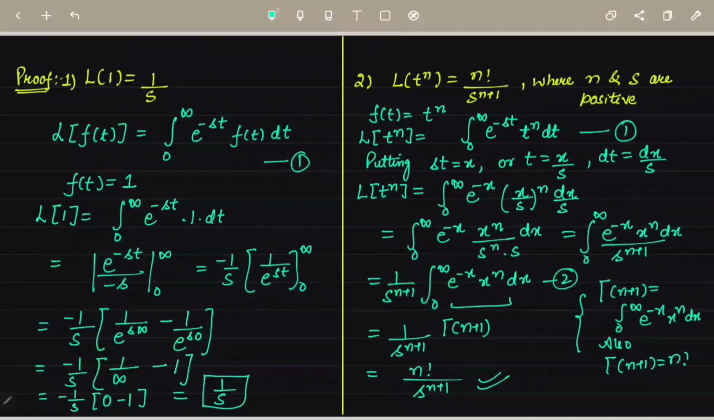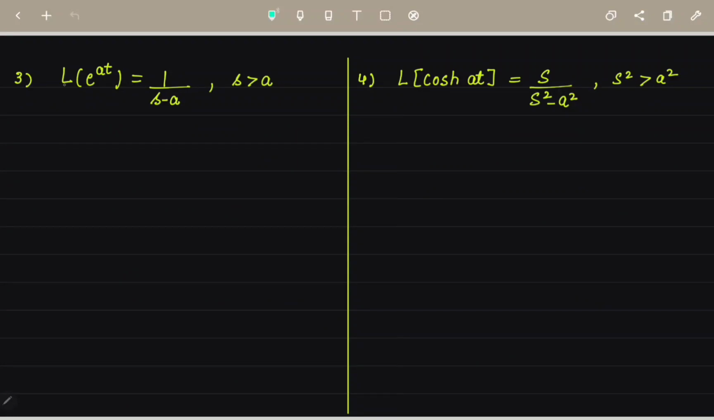Hence solved. So the third formula is that the Laplace transform of e raised power at is equal to 1 divided by s minus a, provided s is greater than a. So here what is f of t? f of t is e raised power at. So we will substitute this in the definition of Laplace transform.